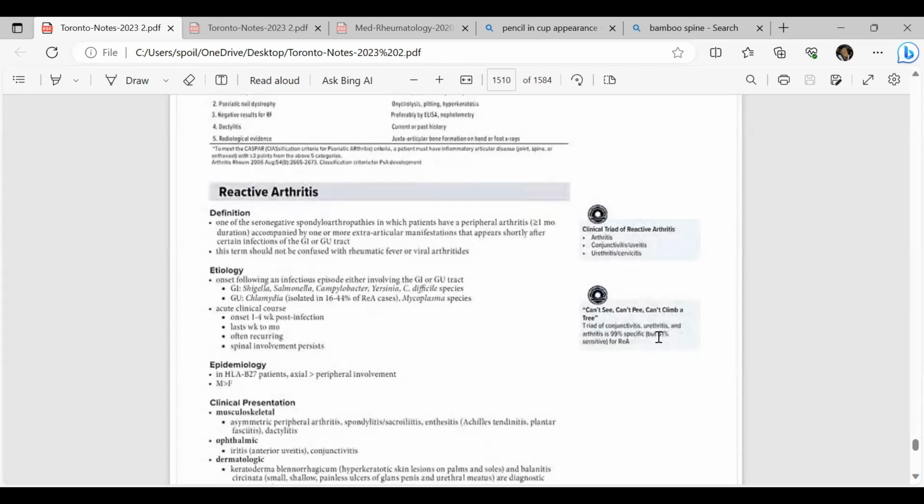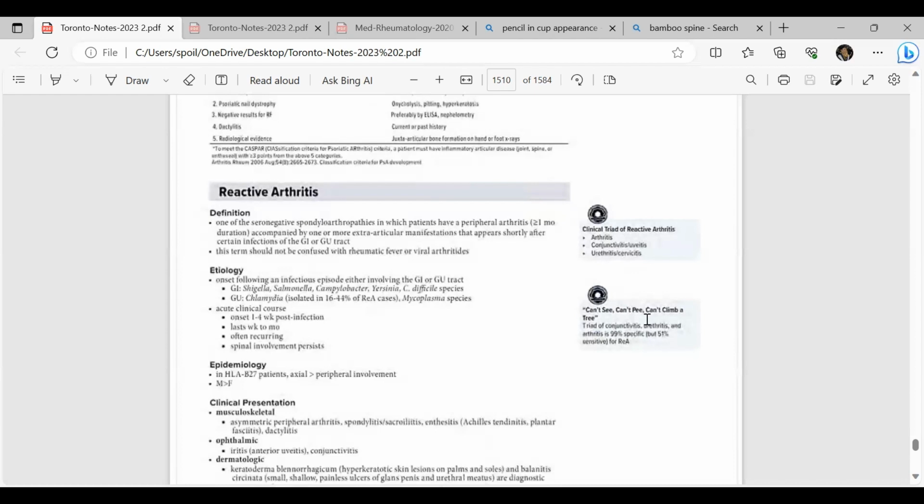The triad of conjunctivitis, urethritis, and arthritis is 99% specific, but only 51% sensitive for reactive arthritis. Okay, the sensitivity is less. Can't see, can't pee, and can't climb.